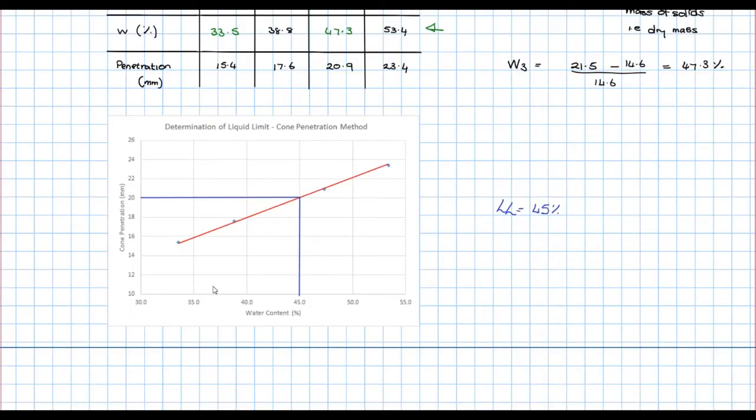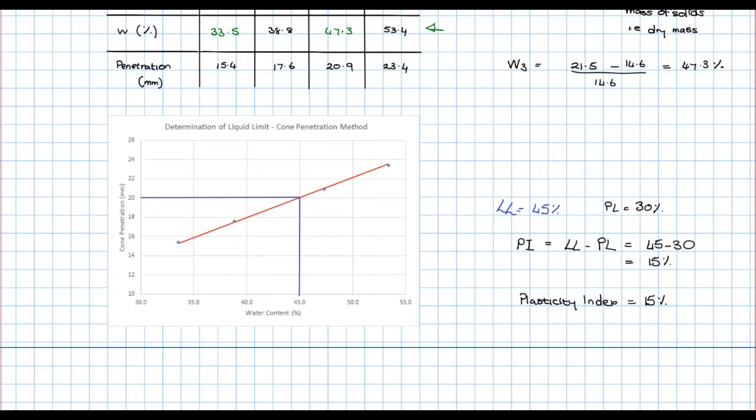Okay. So now that we have our liquid limit, we have our plastic limit from before, which was given in the question, your 30%. And then your plasticity index, which is the next part of the question, is your liquid limit minus your plastic limit. So it's 45 minus 30, which is equal to 15%. So that's your plasticity index.